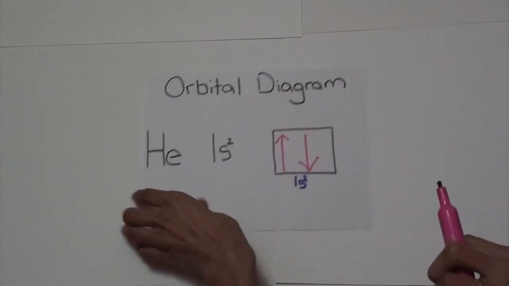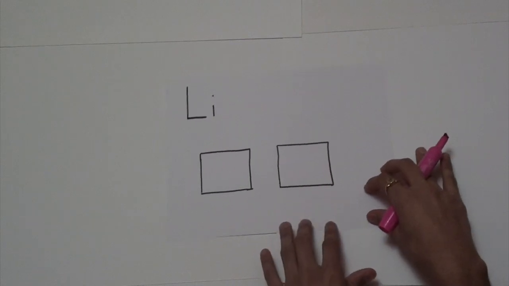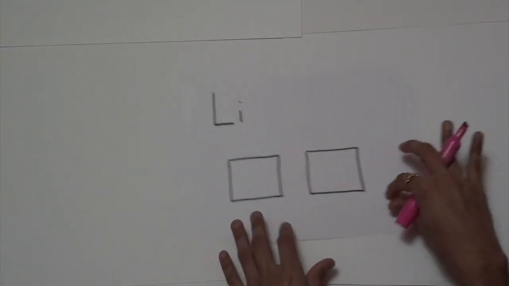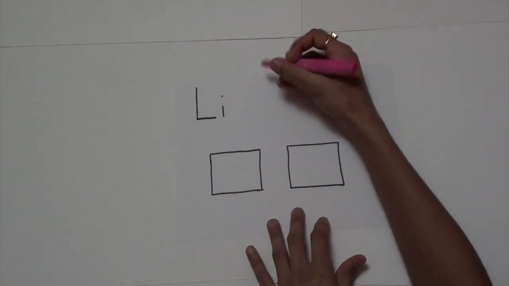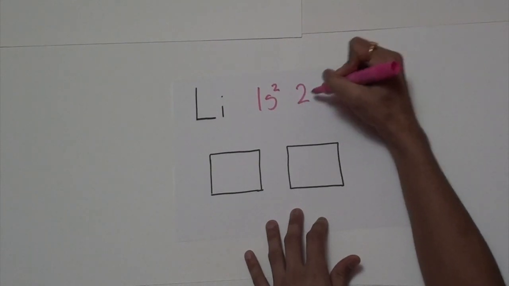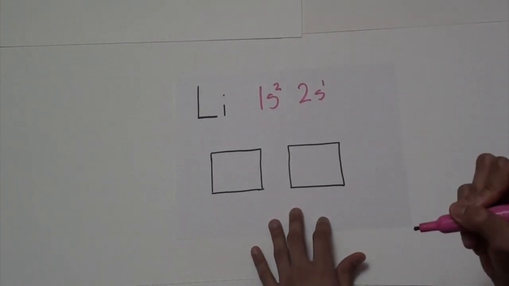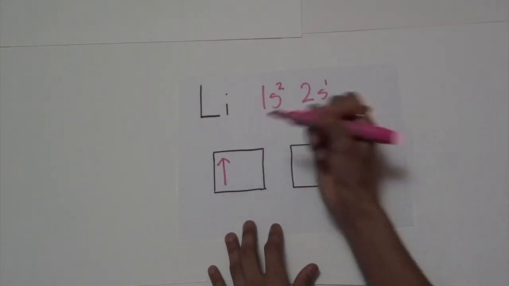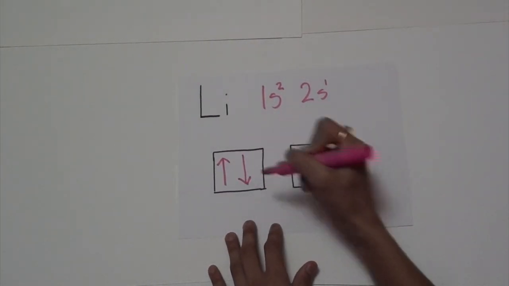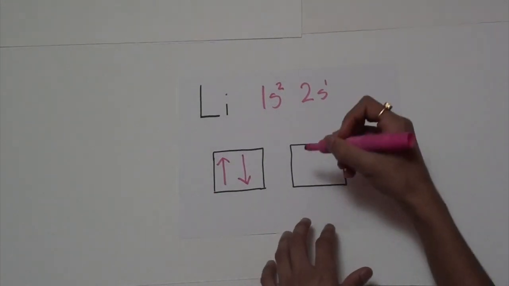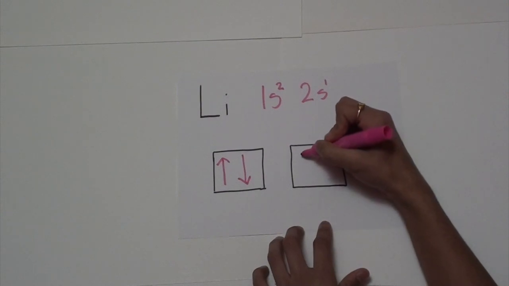Okay, so let's try another example. Lithium. So we know lithium has 3 electrons after looking at your periodic table. So we know that its electron configuration is going to be 1s2 and 2s1. So same process. You start off by drawing 1 arrow up, 1 arrow down. So now you have satisfied 2 electrons. You have 1 electron left, so you're going to move on to the next energy level and draw 1 arrow pointing up.